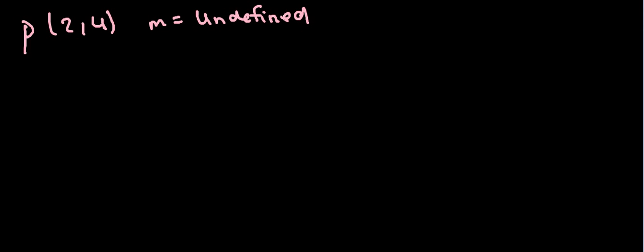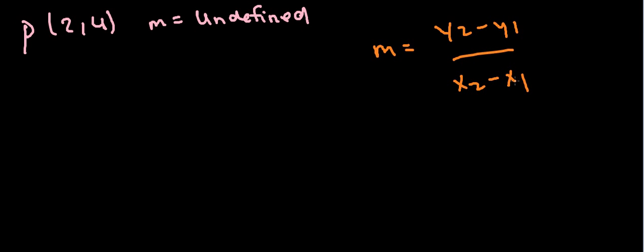So let's talk briefly again about slopes that are equal to 0 and slopes that are undefined. Let me bring up the slope formula. So a slope that is undefined. Well, let's talk about a slope that's equal to 0 first. A slope that's equal to 0 means that we get a 0 in our numerator.